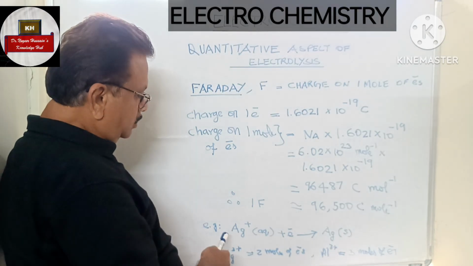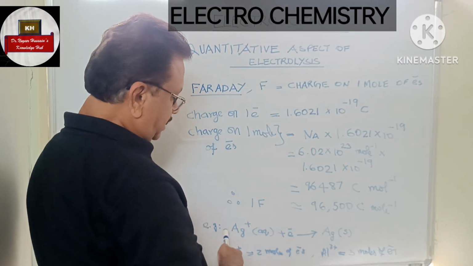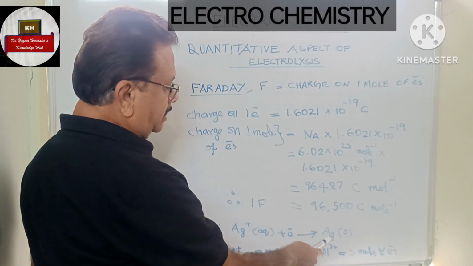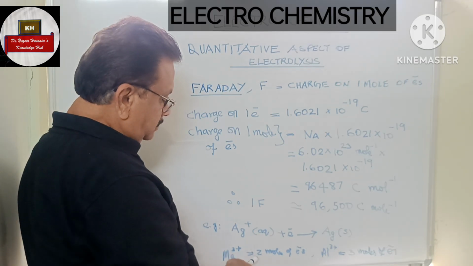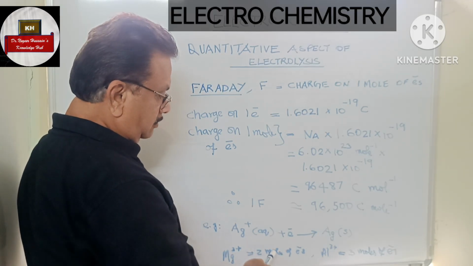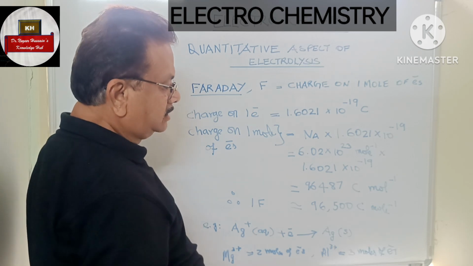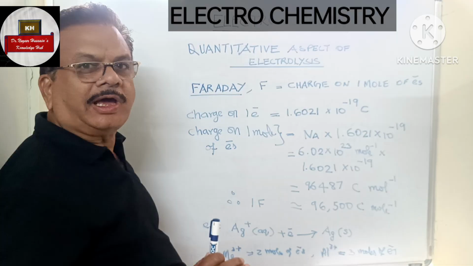That is applicable where one electron is involved in a reaction, like Ag+ (aq) + 1 electron, where the metal gets reduced to Ag. In the case of Mg2+, 2 moles of electrons are involved, and in the case of aluminium 3+, 3 moles of electrons are involved. Hope you understood what is Faraday.